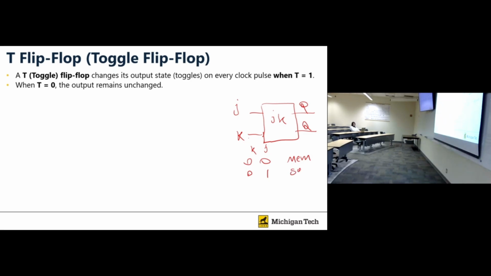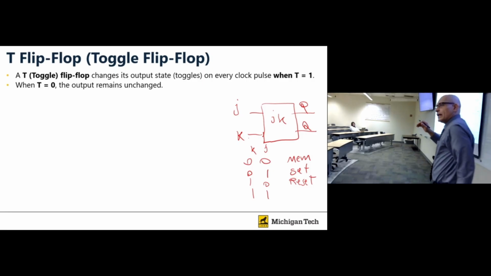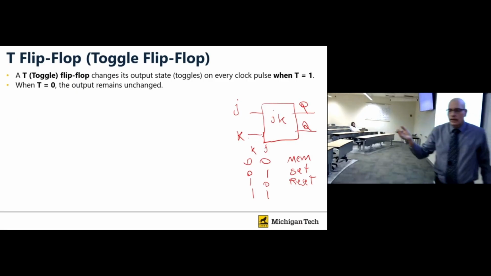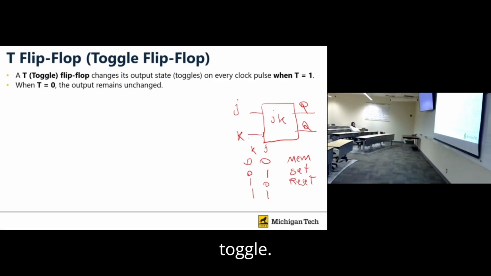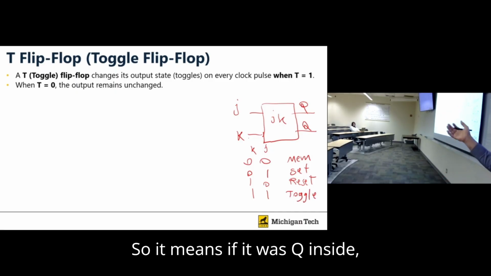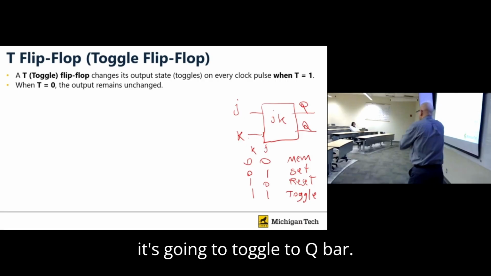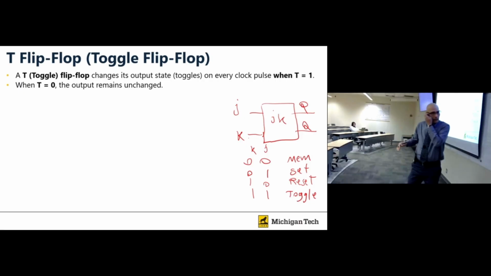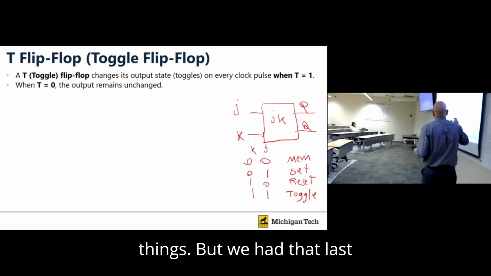So it's set. If 1, 0, it's reset, and if it's 1, 1, it's not invalid anymore. It's toggle. It means if it was Q inside, it's going to toggle to Q bar. So this type of flip-flop is a very advanced flip-flop. It can do so many things. But we had that last class.